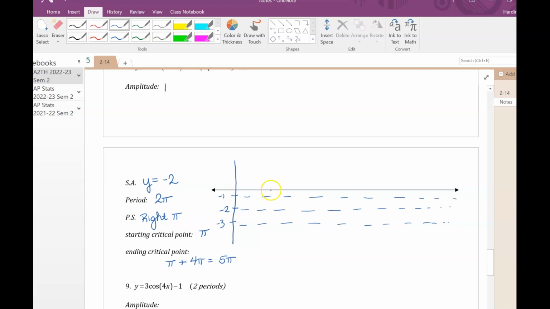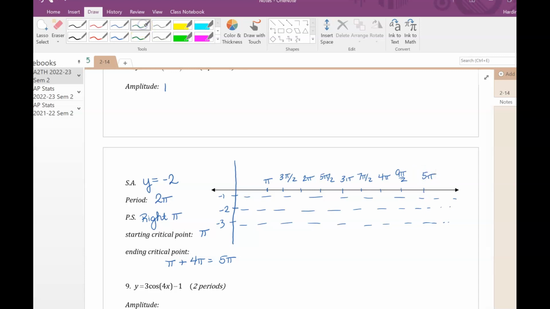So I'm starting it here at 1 pi. Next critical value is 3 pi over 2. Then 2 pi. 5 pi over 2. 3 pi. 7 pi over 2. 4 pi. 9 pi over 2. 5 pi.